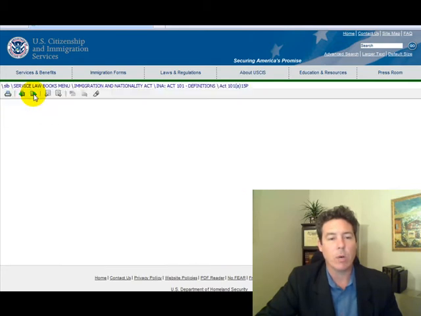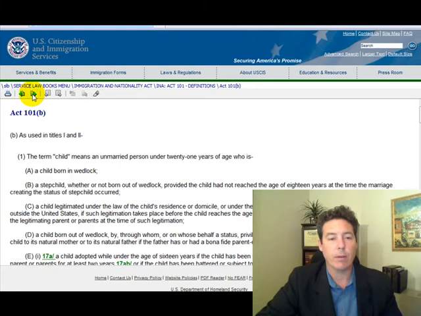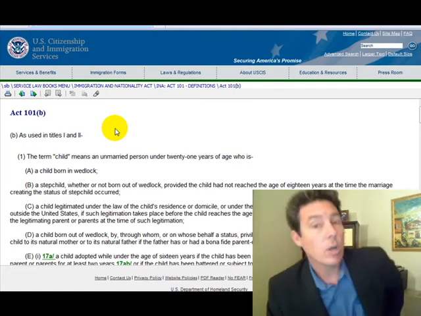We're going to go to 101B. This is Act 101A. Okay, click the next document arrow there. 101B, here we go. Now it's at 101B that they define what a child is. And in the context of petitioning for a U.S. citizen, for a child of a U.S. citizen, it's in this definition we're going to learn what is a child.